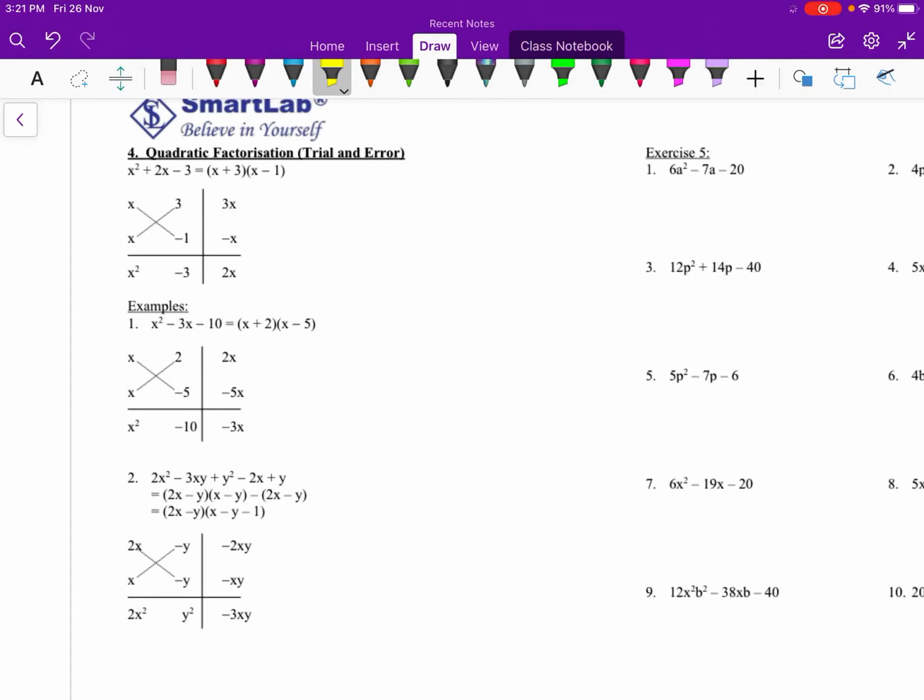Alright, so the last type of factorization that we're going to learn today is called the quadratic factorization. This is by far the most difficult type of factorization that we will encounter. Let's take a look at this example, x squared plus 2x minus 3. If you look at this, there's no common factor, and definitely we can't do grouping, because in order to do grouping, we minimally must have 4 terms. So what should we do to factorize this?